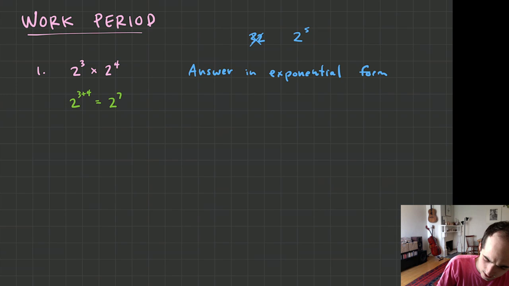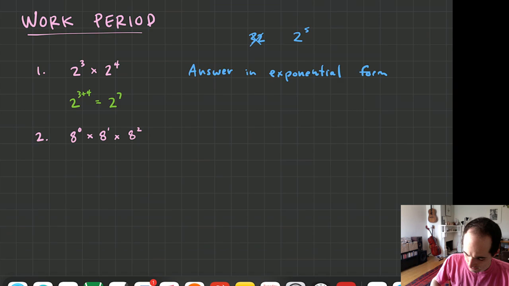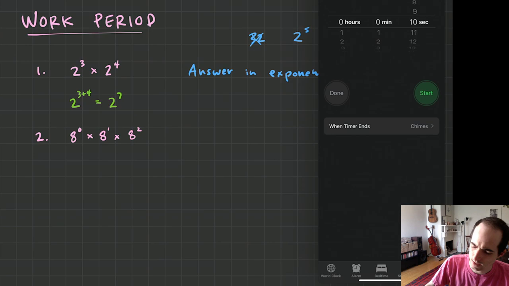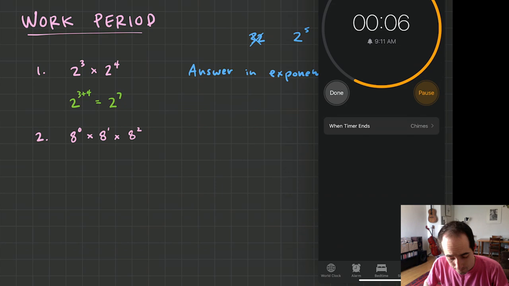Okay, second one. Let's do the next one. How about this one? 8 to the power of 0 times 8 to the power of 1 times 8 to the power of 2. And again, 10 seconds. 10 seconds, go! Also, leave your answer in exponential form.